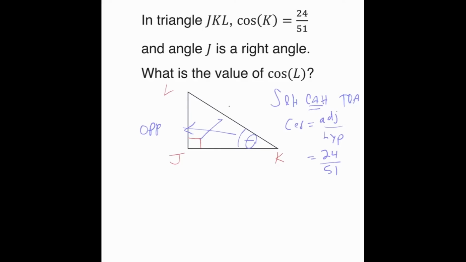Then we'll go straight across from the right angle, and that's the hypotenuse. And last but not least, we have the adjacent side left over. And we were told that the adjacent over the hypotenuse is 24/51. So let's call this 24, and let's call this 51.